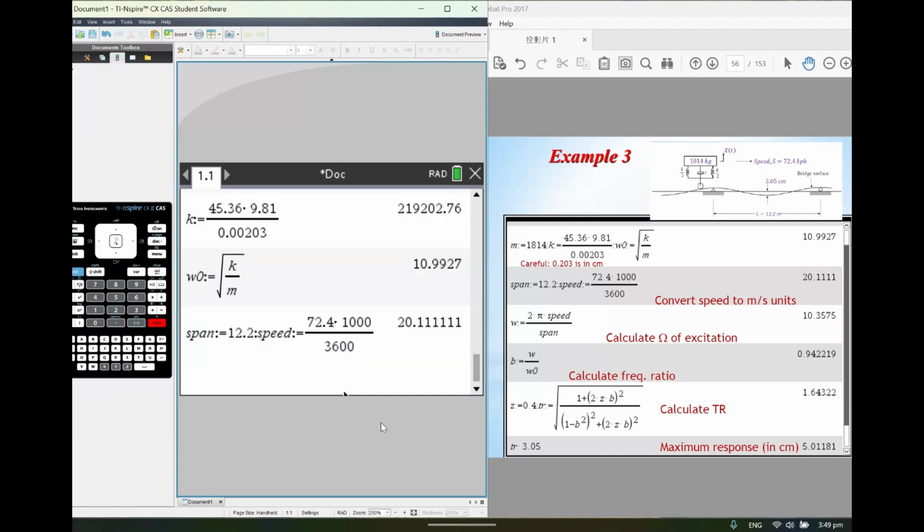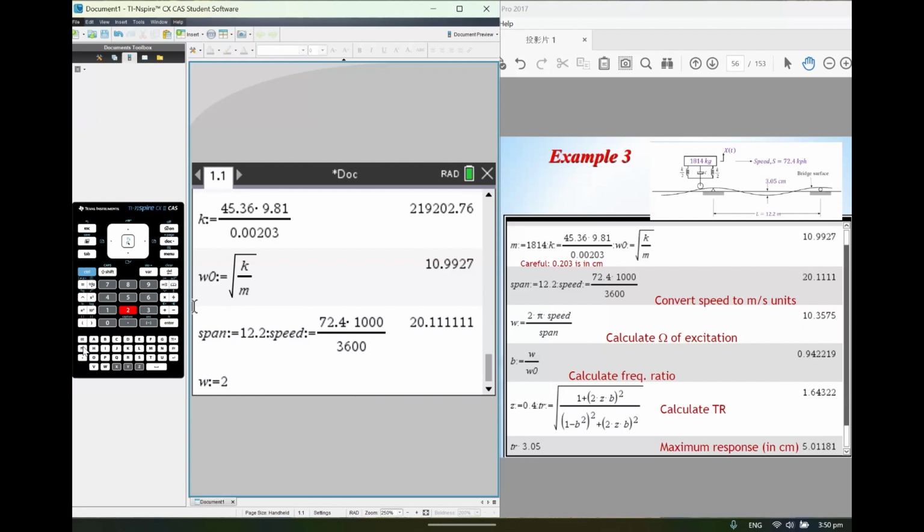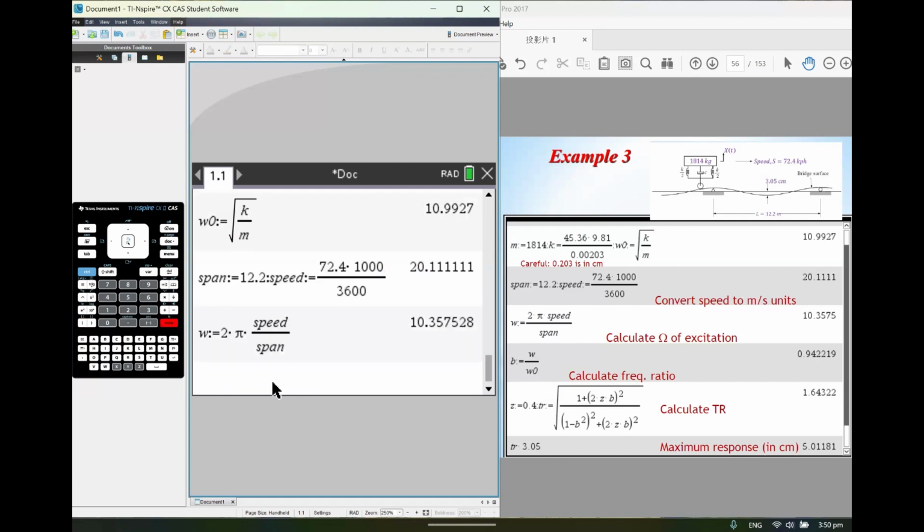And what about the input frequency? That's called omega here. Well, it is 2 pi. Now again, be careful where you find the pi symbol. It's here, 2 pi. You can skip the multiplication sign. Times the speed over the span. Speed over the span is the frequency f, right? So 2 pi times that is the angular frequency, or frequency in radians. It turns out to be this many radians per second.